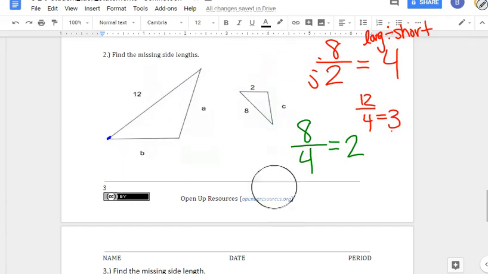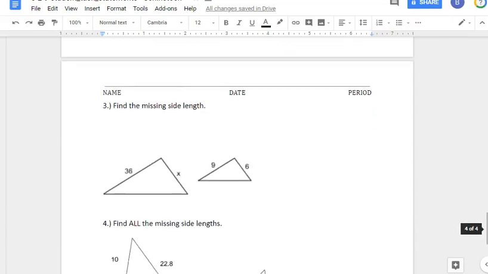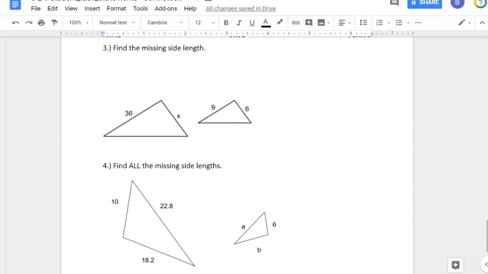All right, we're going to get a bit more practice in. So I'll do one more example with you, and then I'll see if you can do one on your own. So number 3 says, find the missing side length. They told us that this side length is 36. This is the one we're missing. This one is 9, and this one is 6.